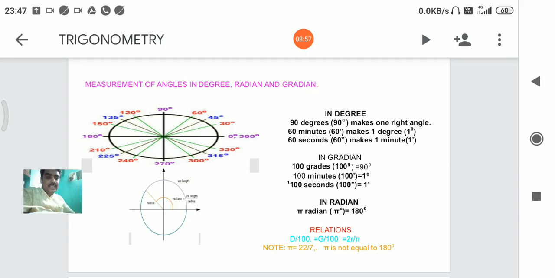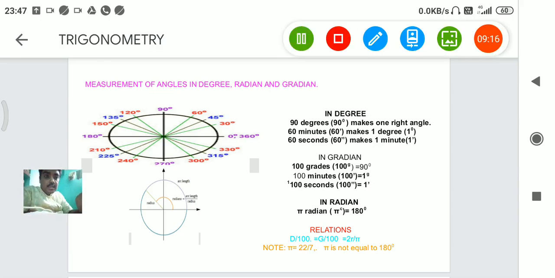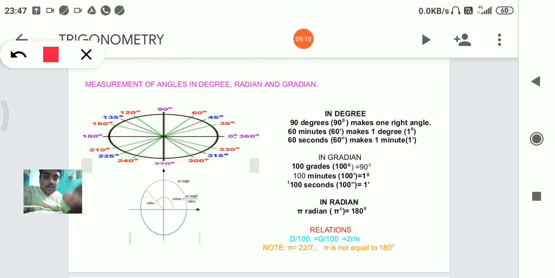This is degree and gradient. And another is there, it is radian. In radian, actually, it is a circular measurement. So there is a circle, and if we take one angle, this is the radius, another radius is there, and this is the arc length. If this radius is r, this radius is also r, and this arc length is also r.